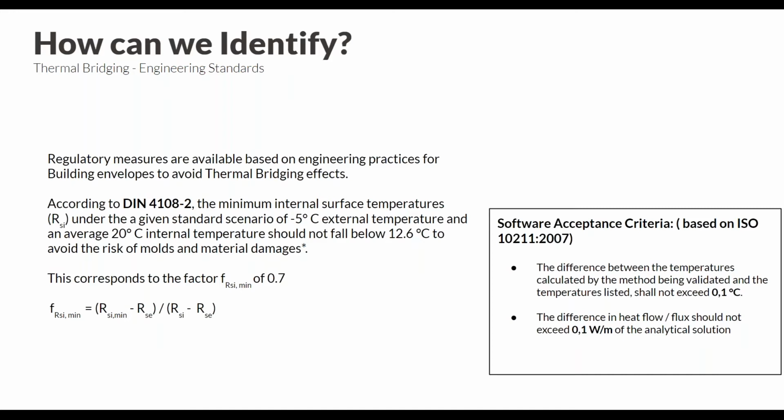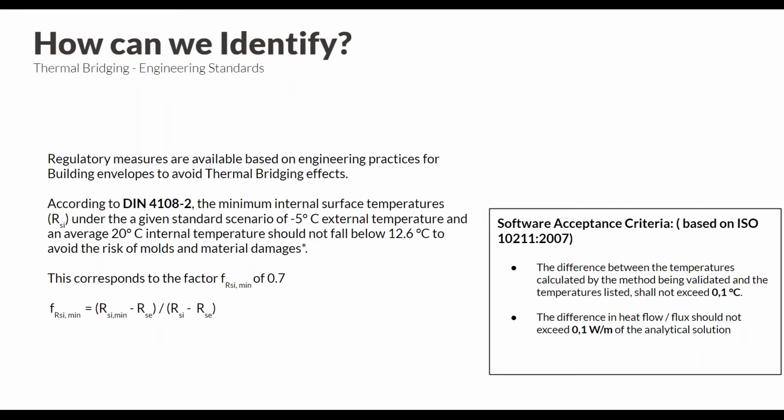And the DIN standard states that if the temperature falls below 12.6 degrees Celsius on the internal side, there is a high chance of mold growth and also material damages to the wall structure itself. So it's important to maintain these kinds of temperature differences and keep the temperature above 12.6 degrees Celsius in this case, to make sure there is no thermal bridging happening in your building envelope.